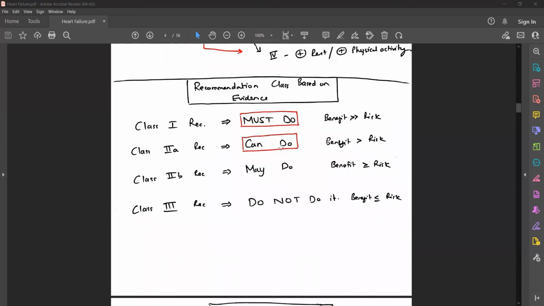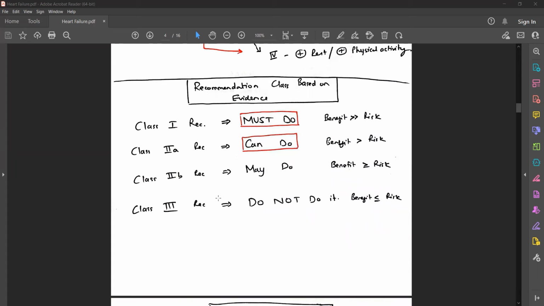Now, before we go to the management, let's do a short review of what the recommendation class means. That is, the recommendation class is based on the evidence, how strong the evidence is to recommend this therapy. So there's a class 1 recommendation, which means that you must do it. That is, enough studies and randomized controlled trials have been done to say that the treatment has way more benefit than the risk. Class 1, you must do. Class 2A recommendation means that you can do it. That is, we have a good amount of evidence to say that the benefit is more than the risk.